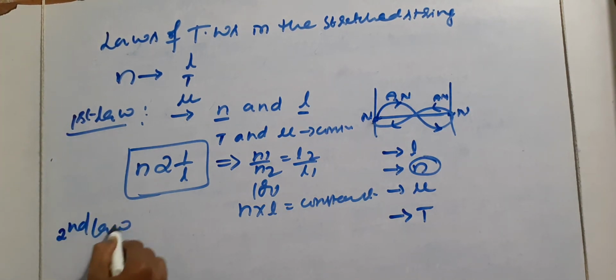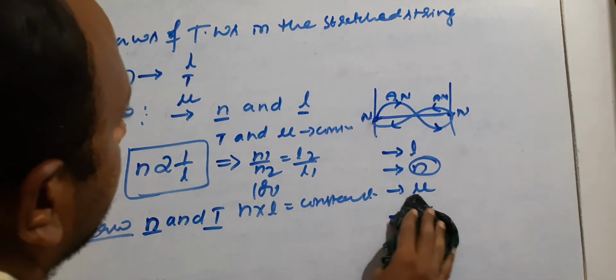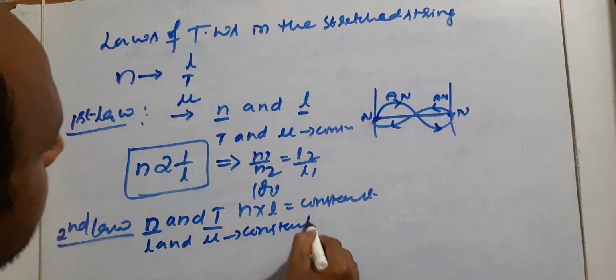Now the second law. What is the second law of transverse waves in the stretched string? The second law explains the relation between N and T, that is, the relation between the fundamental frequency of the vibrating string and its tension. When tension increases, fundamental frequency also increases. When tension decreases, fundamental frequency also decreases. That is why the relation between them is directly proportional. But in this case, length and linear density are maintained constant in the string.